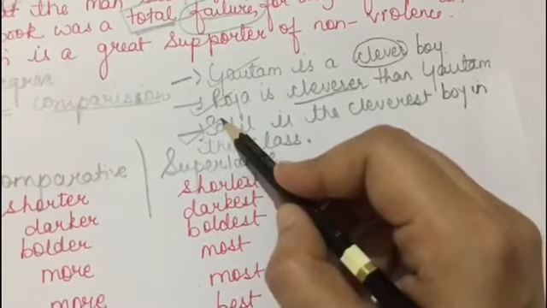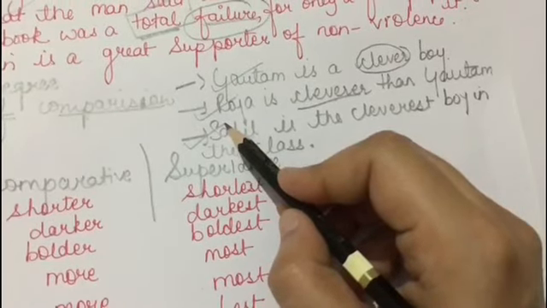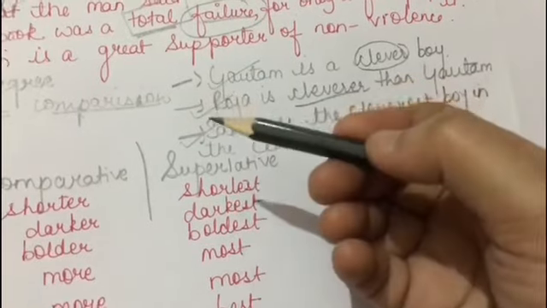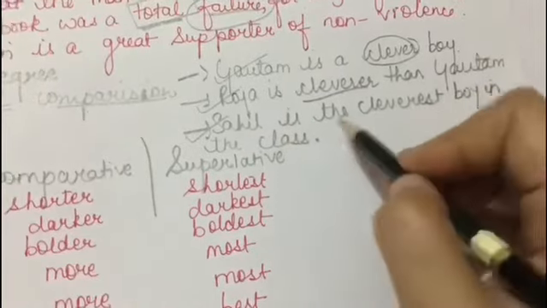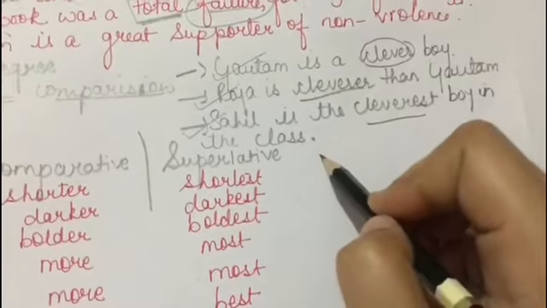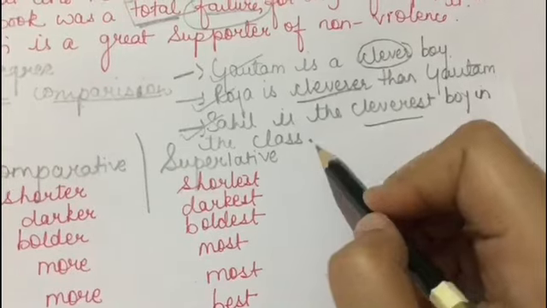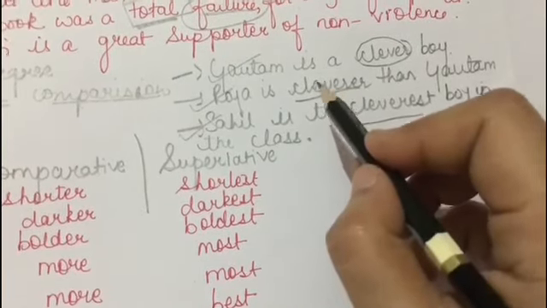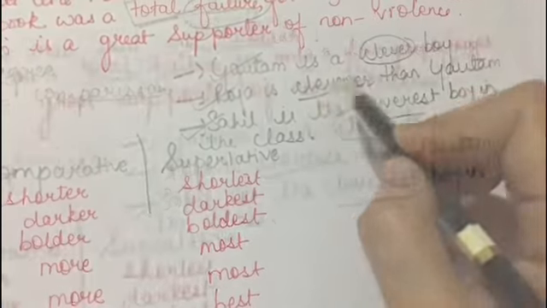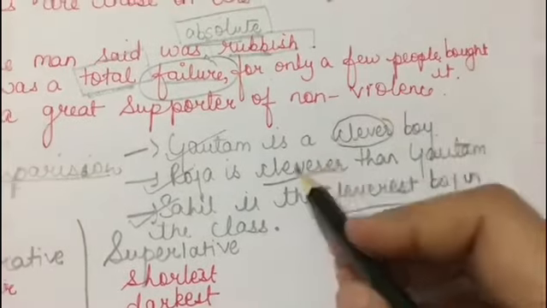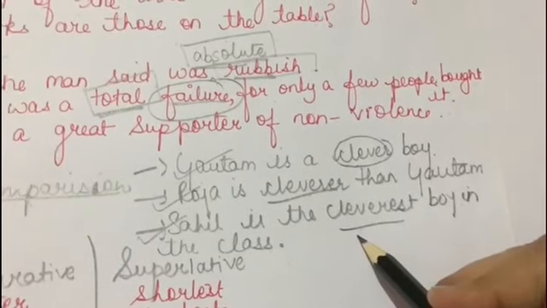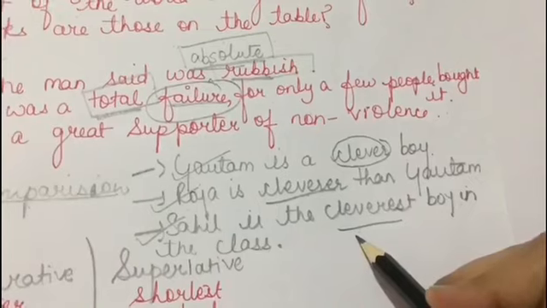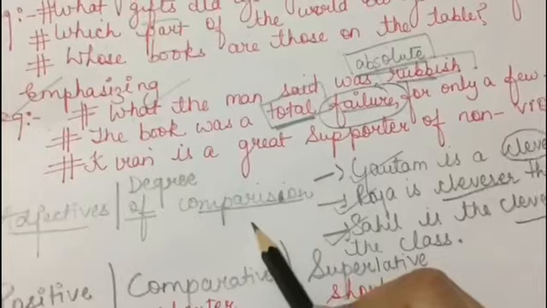Now looking at sentence C, here we are comparing more than two boys, all the boys in the class, regarding cleverness, and we say that Sahil is the cleverest boy in the class. What you should note is that in all three cases we are using different forms of the same adjective: clever, cleverer and cleverest. When we use an adjective in this way for the purpose of comparison, we are using degrees of comparison, also known as adjectives of comparison.